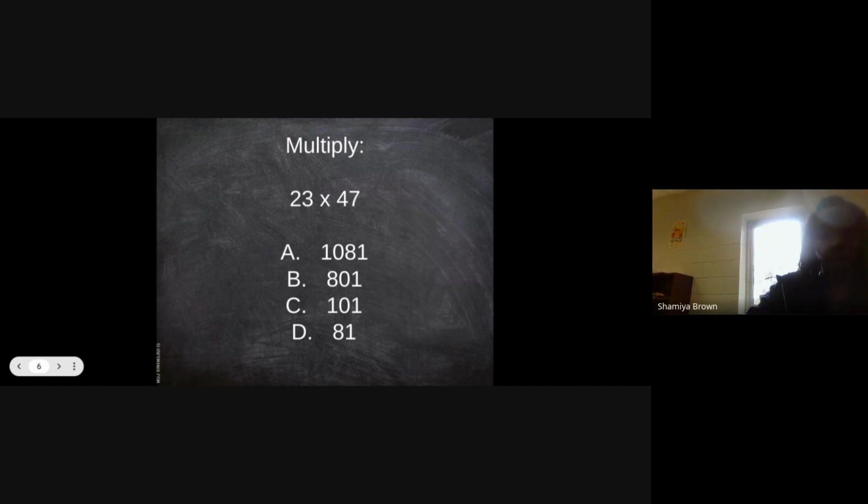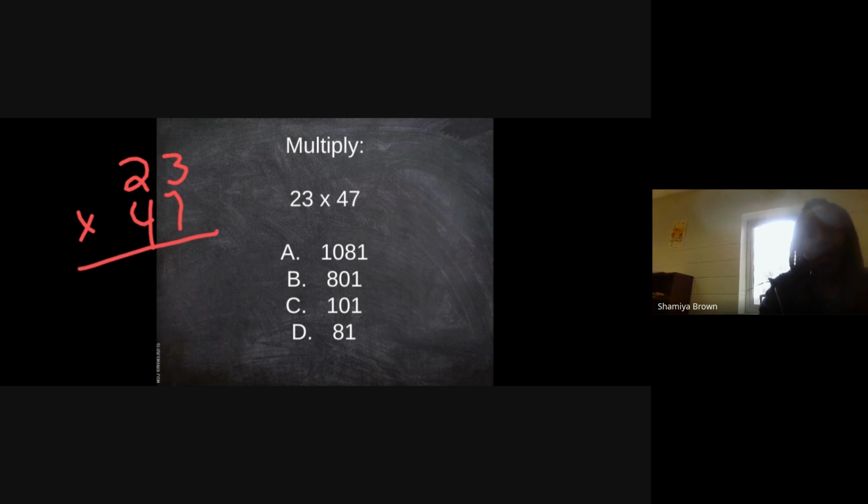All right, next one, we're multiplying again. So we have 23 times 47. 3 times 7 gives me 21. Gotta put my 1, carry my 2. 2 times 7 is 14, plus 2 is 16. Put my 0 to hold my place. Mark out my 7 and my 2.